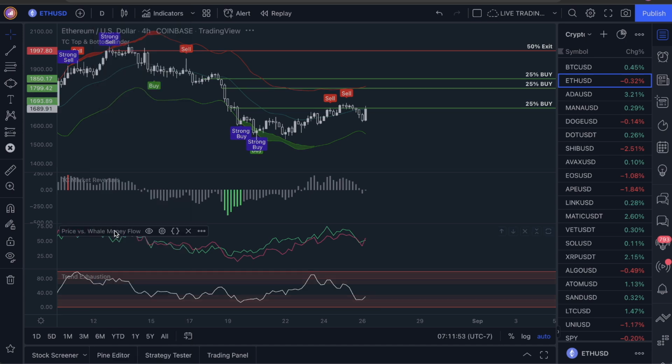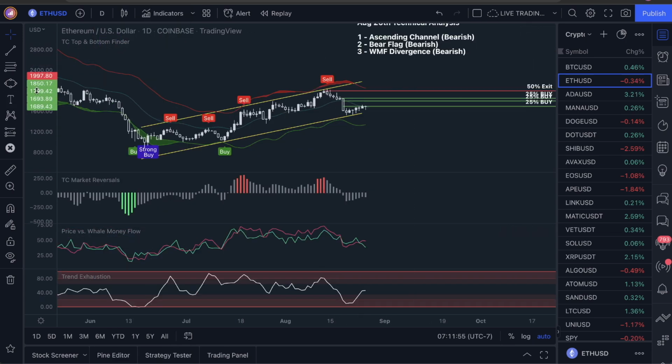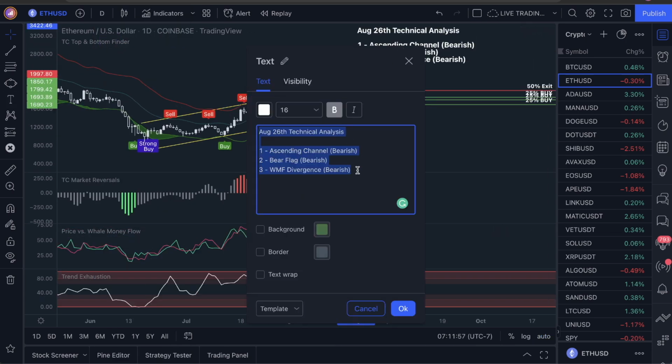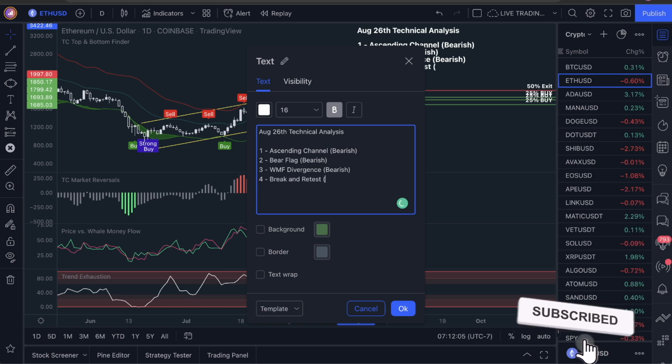So let's go back to the 1 day, and we need to write down our 4th one here for confirmation, just to give you guys the full technical analysis. These are undisputed patterns in the market, okay? This is what's called a break and retest, and this is going to be in an ascending channel. A break and retest is usually bearish in the market, okay?